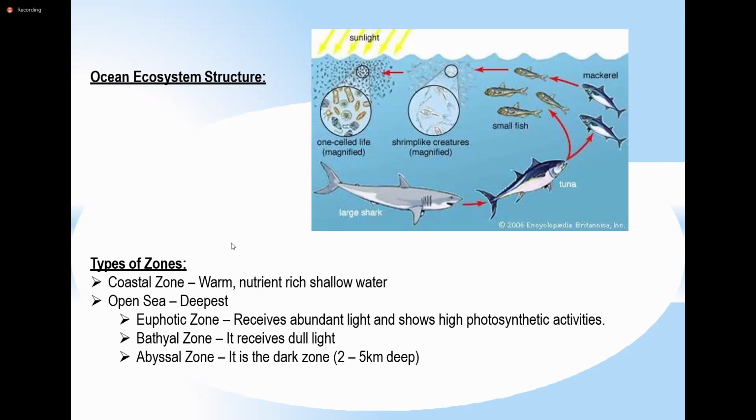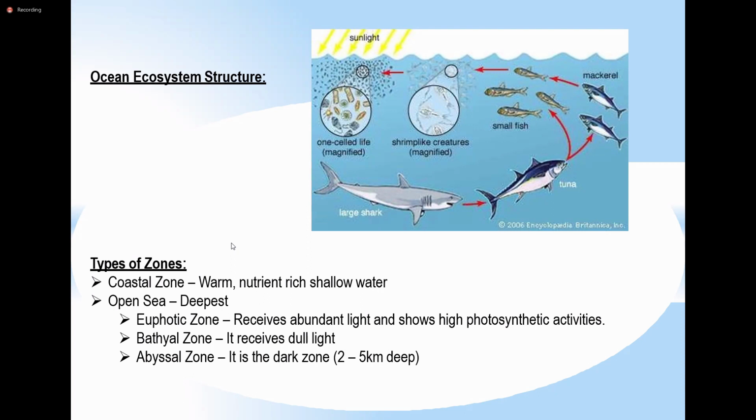Ocean ecosystem structure. Now, just a pictorial representation of how one small cell of life can be magnified and seen in the microscope. Then you have slightly larger ones, that is the shrimp-like creatures, and then you have the small fishes, the big fish, medium fish are the mackerels, the tuna are the bigger fishes, and the large sharks are the biggest fish. So you will see how this cell of the microorganism is actually the producer, okay? And that is eaten in turn by the shrimp-like creatures, which are in the form of larvae.